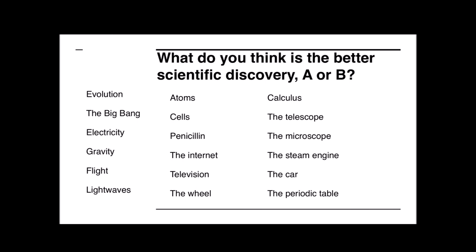Televisions don't work with just machinery. They need electricity to make the screens appear with the pictures on. So clearly in this one the winner is electricity. There are pluses and minuses for both of them. Electricity can kill people, but television can waste people's time and life. So clearly electricity is the winner there.